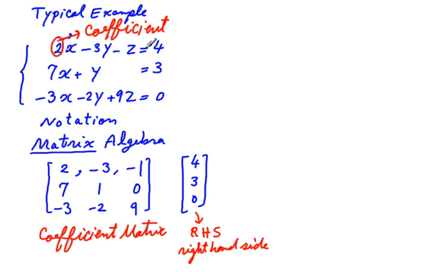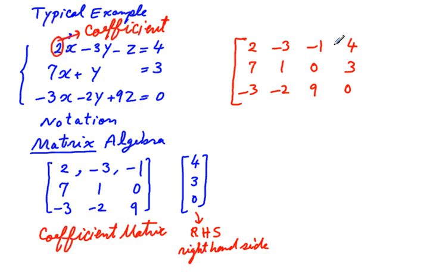It is quite common that we need all of them at the same time. In some cases we separate them and treat them separately. In some cases it might make sense to put them all next to each other. In that case I will have a matrix 2, -3, -1, 4, 7, 1, 0, 3, -3, -2, 9, 0. Sometimes they draw some dotted line here, sometimes they don't. At any rate, you have to keep in the back of your mind if you have included the right hand side or not. In case you do, this whole thing is going to be called the augmented matrix.